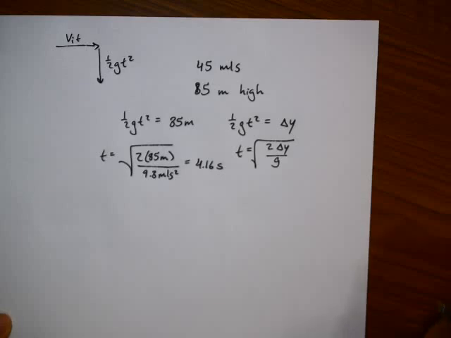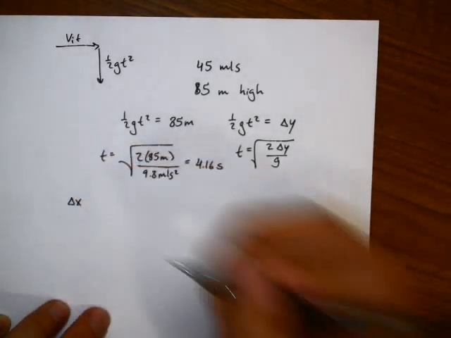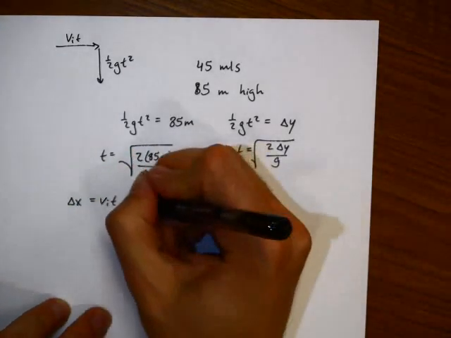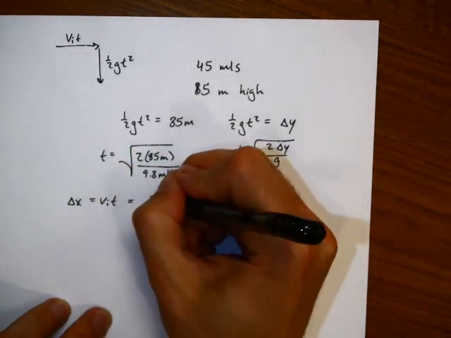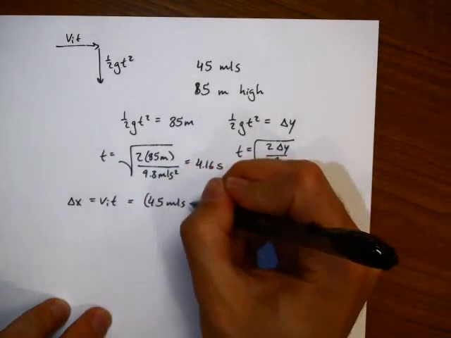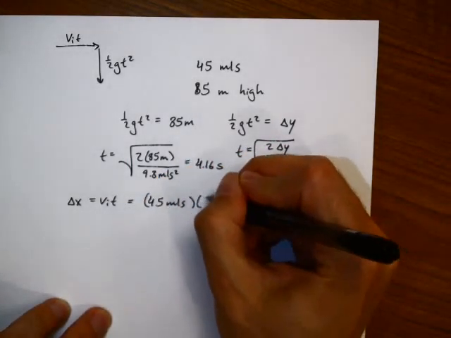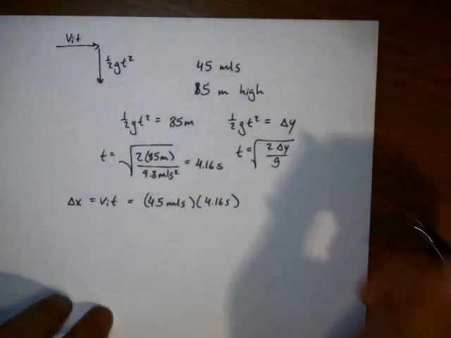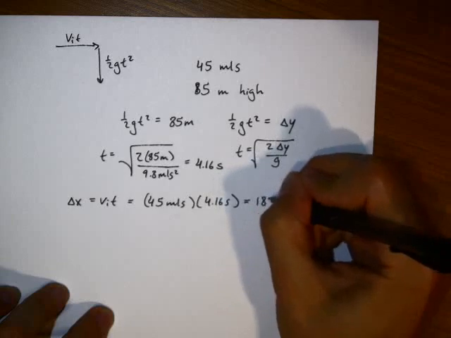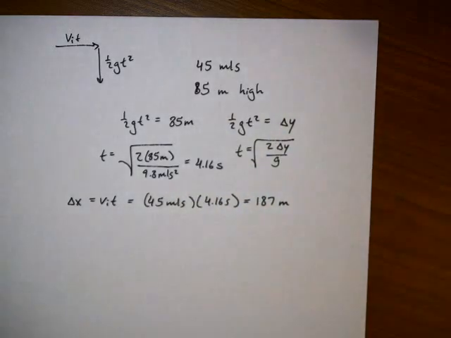What's the object's range? That's delta x. Delta x is equal to VIT. It's moving forward at 45 meters per second the entire time. Even as it falls, it always moves forward at 45 meters per second. So 45 meters per second for a total of 4.16 seconds, and we get 187 meters covered in the horizontal direction.